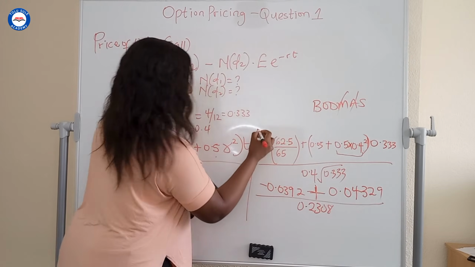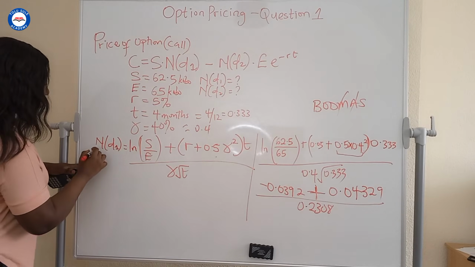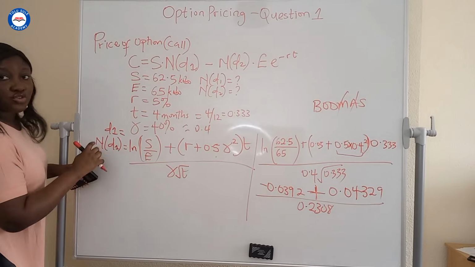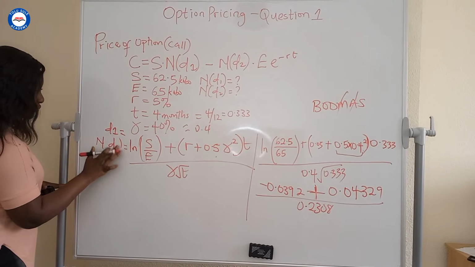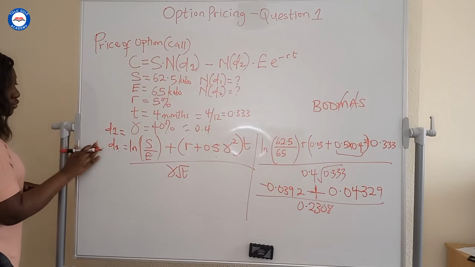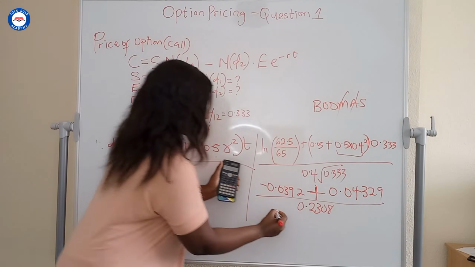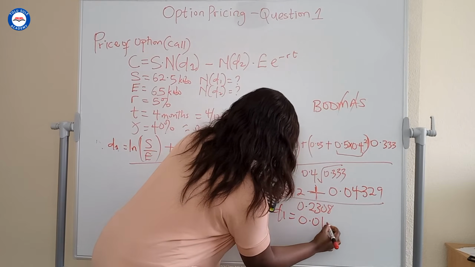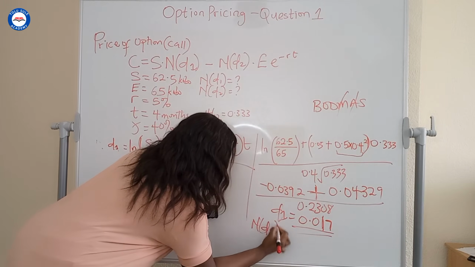Your D1, don't forget that we're trying to get D1. Okay, we are looking for ND1, but D1 is equal to this. Then with the table value we will get ND1. So this formula I gave you is the formula for D1. We've talked about it, right? Before even solving the question. So it's your formula for D1. So D1 final answer is what? 0.0177.